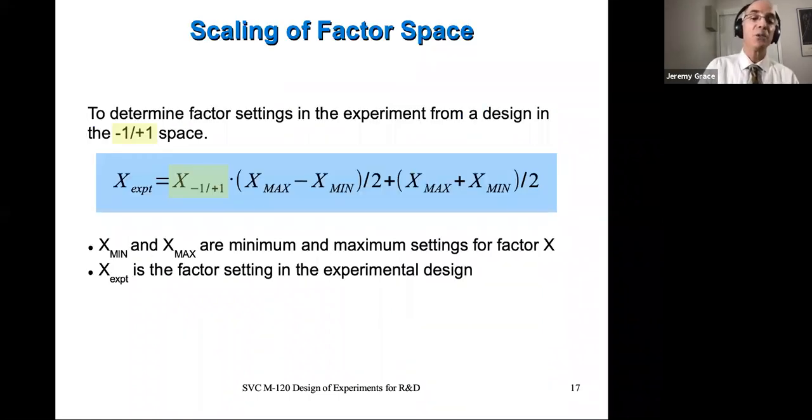So in that -1 to +1 factor space, you have your settings dictated by the design you choose to use. Then you have to translate those to your experimental or your process space. So you invert the process from converting experimental values to the +1 -1 axis. You take the point in that +1 -1 axis, multiply by the span, the max minus min setting in your experimental space, divided by 2, and add the average of the max and the min. And that's how you get the condition you're going to set your experiment to for that design point.